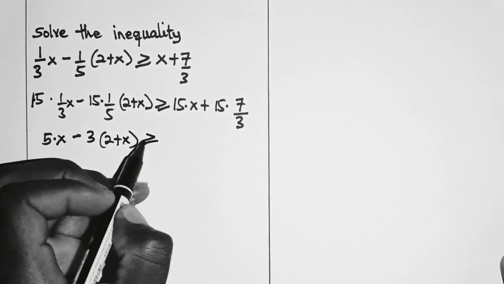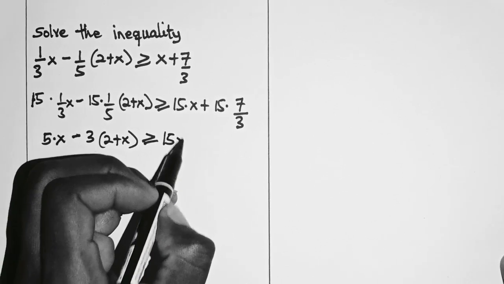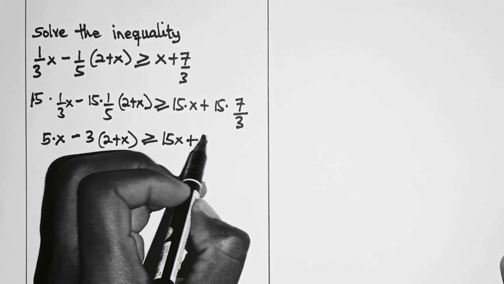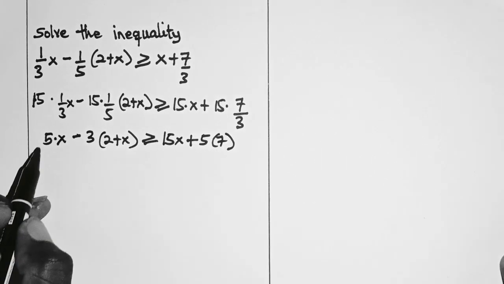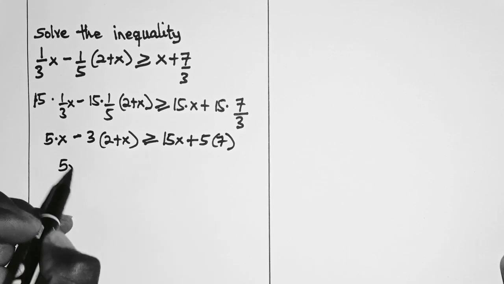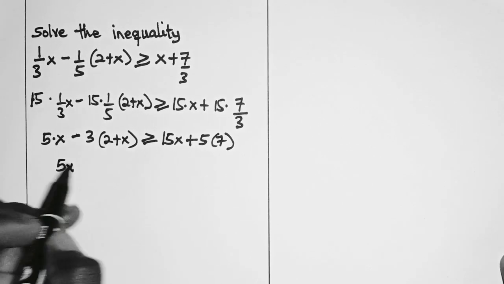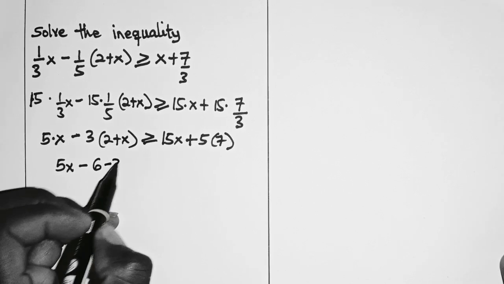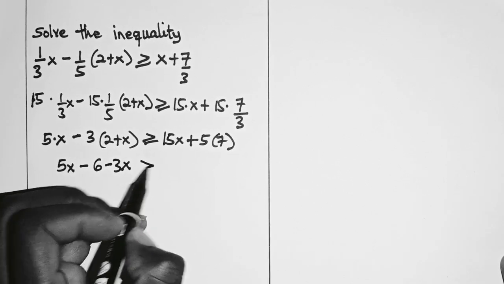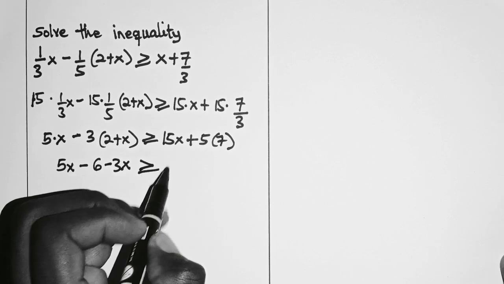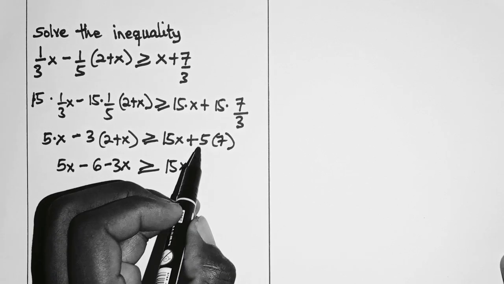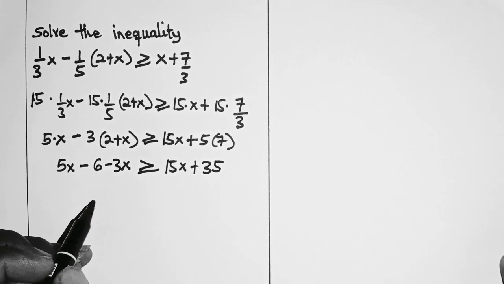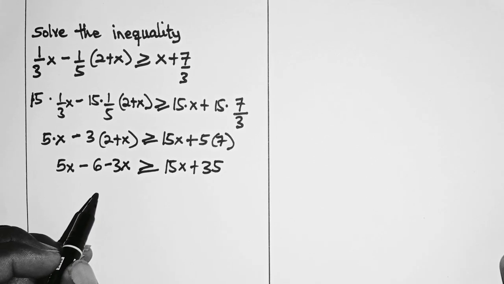And this is greater than or equal to 15 times x is 15x. Then 15 divided by 3 is 5. So here becomes plus 5 times 7. So 5 times x becomes 5x. Then minus 3 times 2 is minus 6. The minus 3 times x is minus 3x. And then this is greater than or equal to 15x. Then 5 times 7 is 35. So plus 35. So what we'll do is that we need to group like terms.